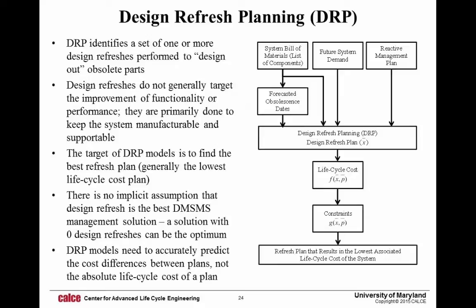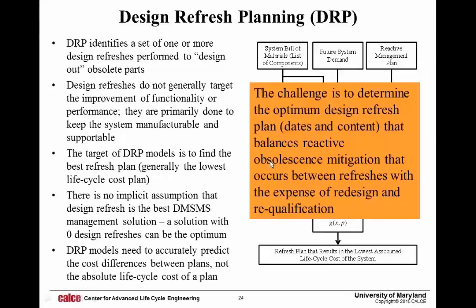Sometimes there are constraints on the system that won't allow you to do that, okay, and other times you need multiple refreshes. Okay, so basically what you do at a refresh is you are targeting keeping approximately the same functionality, okay, and performance as you had before. You're just trying to keep the system manufacturable and supportable, okay. So if you click it once, it'll bring up an orange box here.